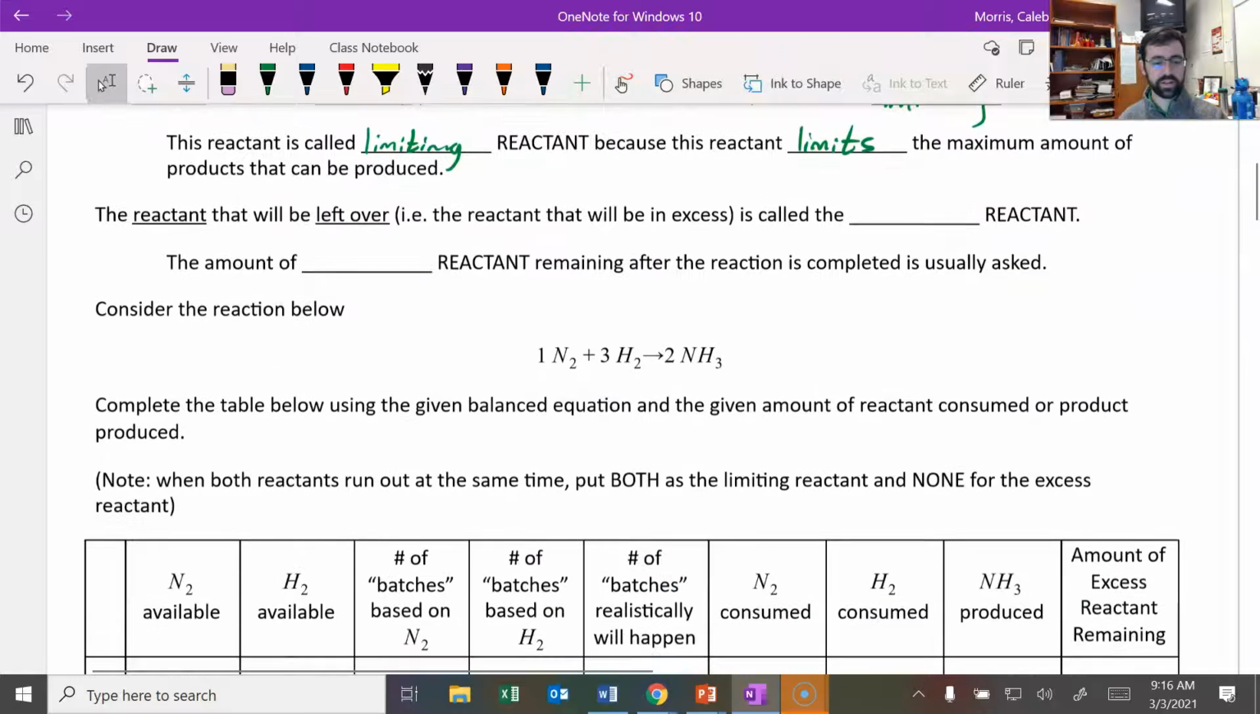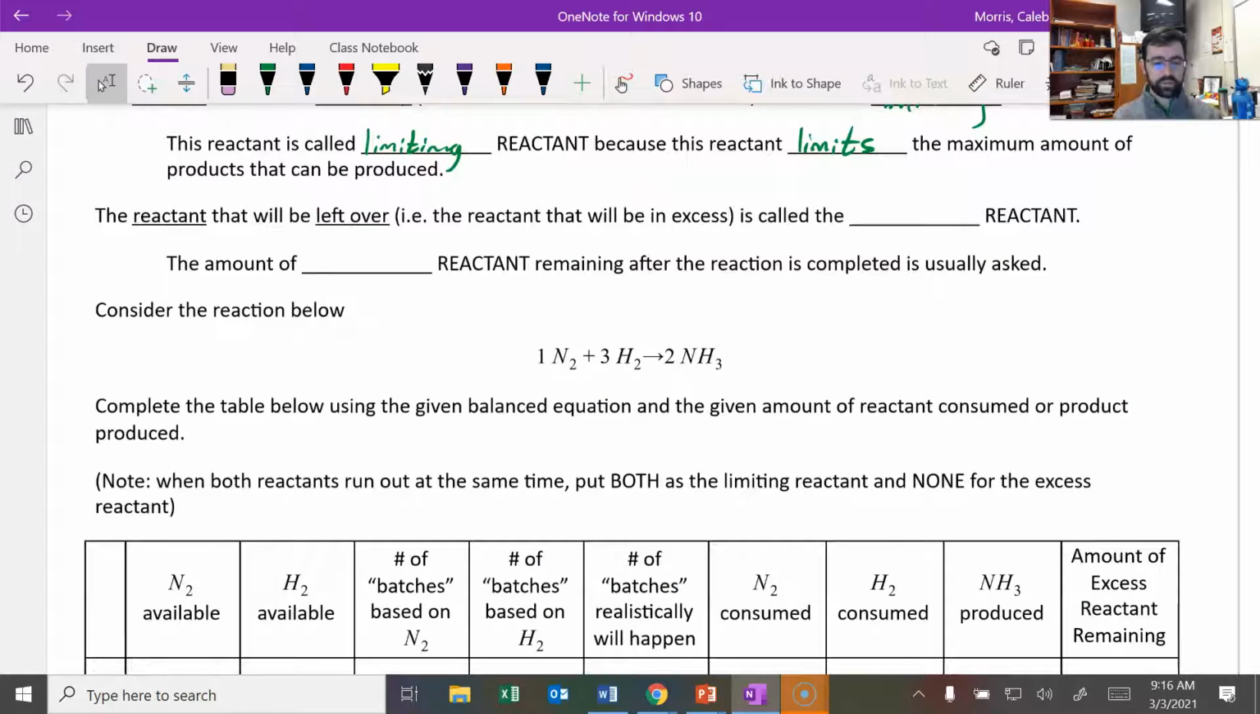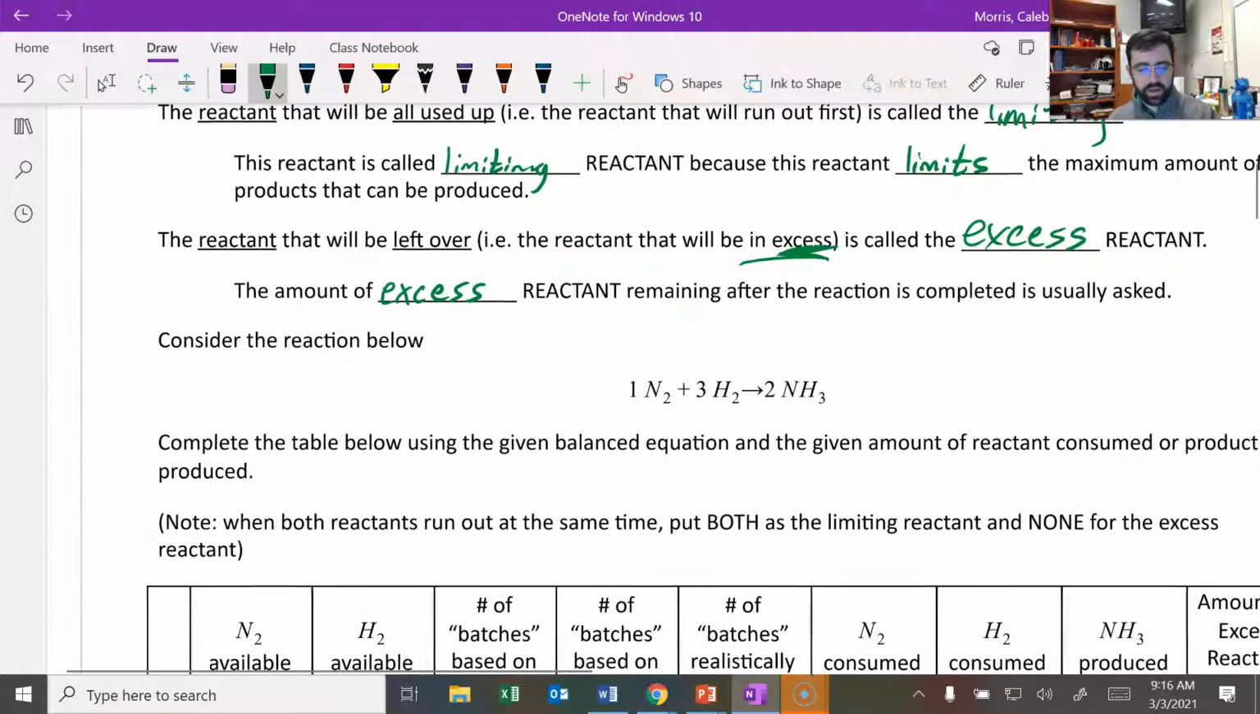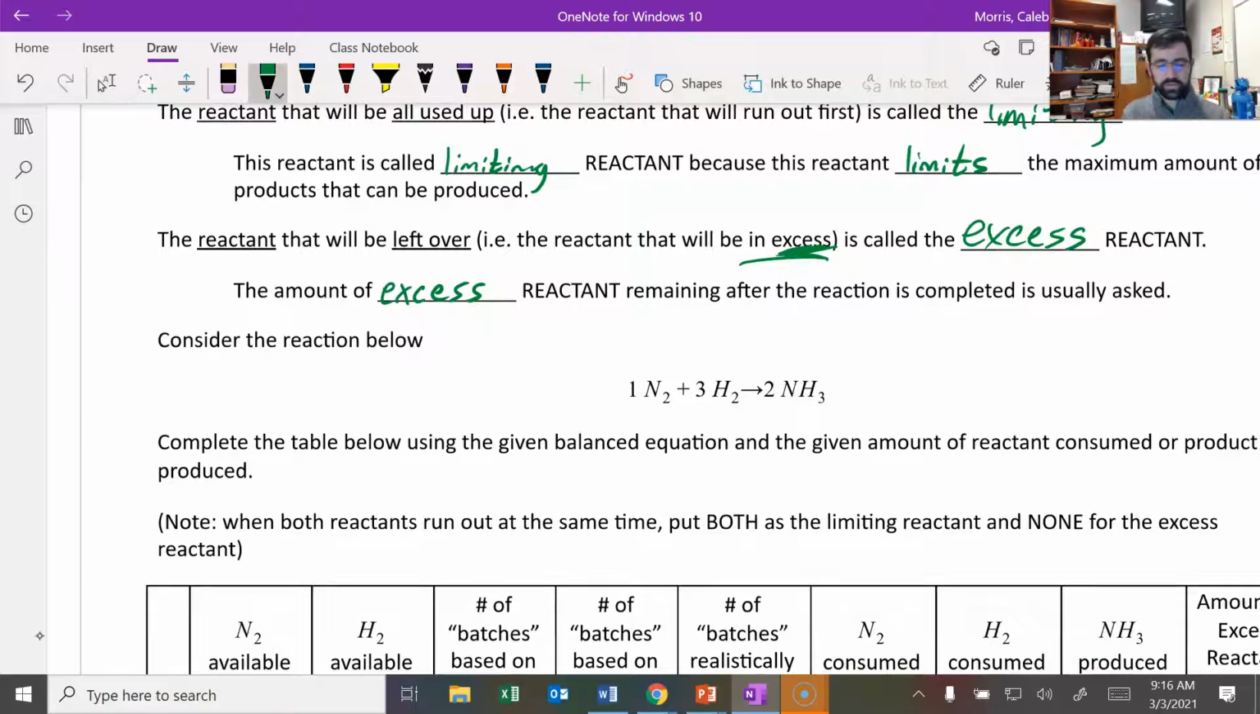The reactant that will be left over, in other words, the reactant that will be in excess, is called the excess reactant. The amount of excess reactant is also usually asked for. So we'll usually be solving for the amount of excess reactant remaining. I'll teach you how to do that.